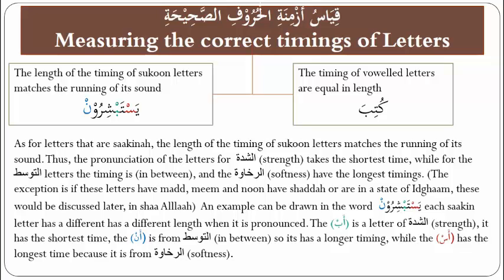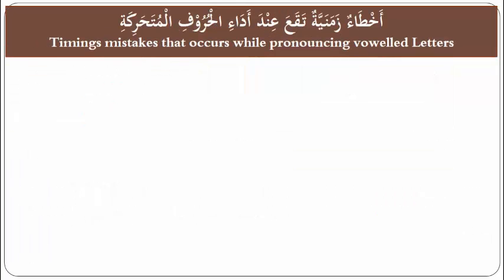On the other side, if these letters are voweled, then the length of the timing of each voweled letter is the same, regardless of whether it is a shiddah strong letter, an in-between letter, or a soft letter. When it carries a haraka, when it carries a vowel, the timings are the same, like in kutiba.